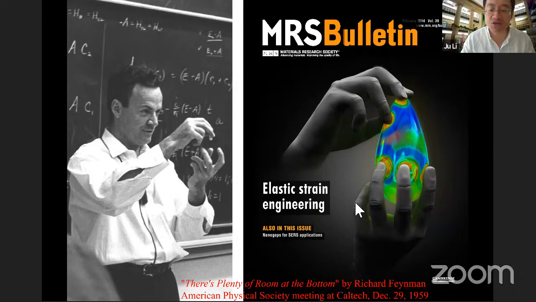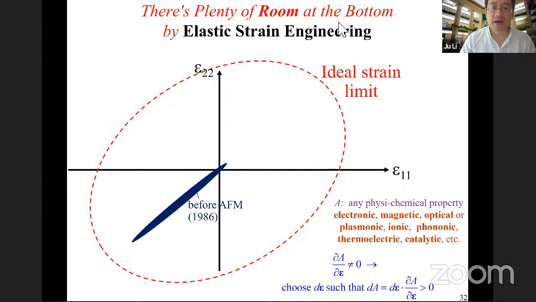So this is a special issue we did in 2014. It is really giving another play to this thing called room at the bottom. We're saying that because smaller is stronger, as you nanostructure the material, you have the whole path of scaling. So when you get to small nano sizes, you have a much bigger strain space, room to play with properties.